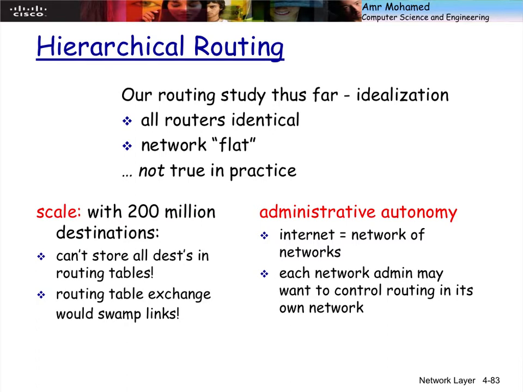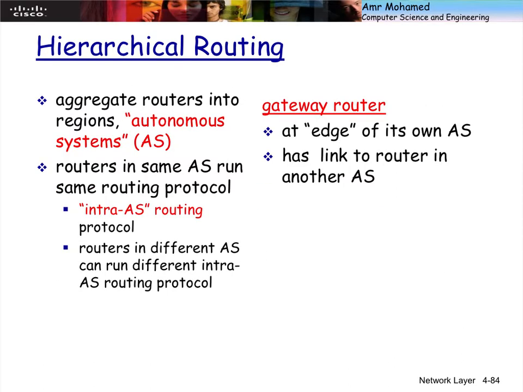So hierarchical routing is made to solve the scalability problem. So we will run the distance vector or link state routing in specialized domains locally, but we have domain-to-domain communication, which is what we call inter-domain routing, okay? So hierarchical routing here supports two types: inter-domain routing and intra-domain routing, okay? So hierarchical routing here aggregates routers into what we call an autonomous system.